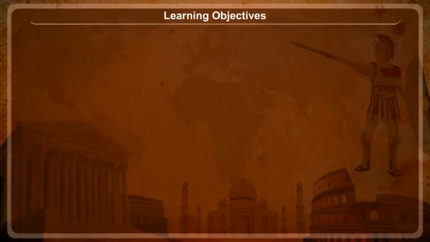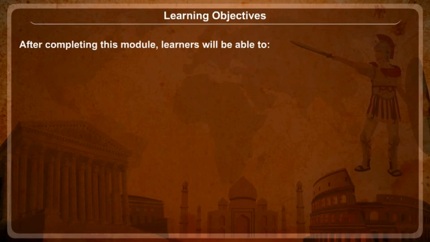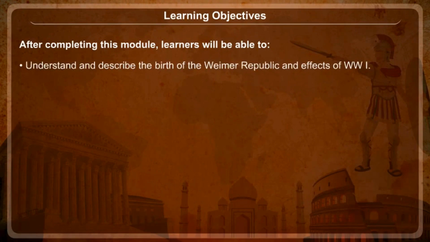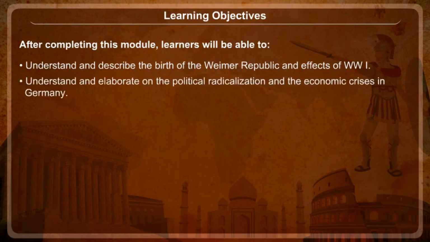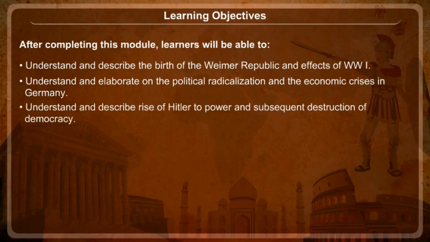Learning objectives. After completing this module, learners will be able to understand and describe the birth of the Weimar Republic and effects of World War I. Understand and elaborate on the political radicalization and the economic crises in Germany. Understand and describe rise of Hitler to power and subsequent destruction of democracy.